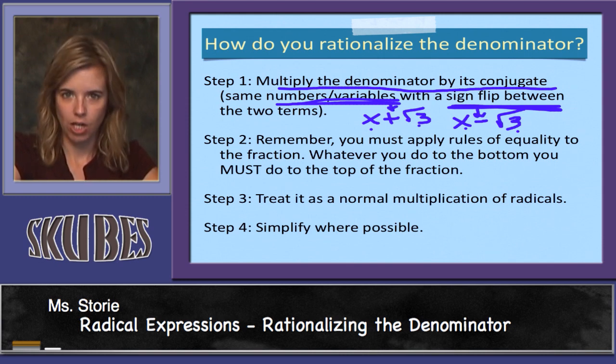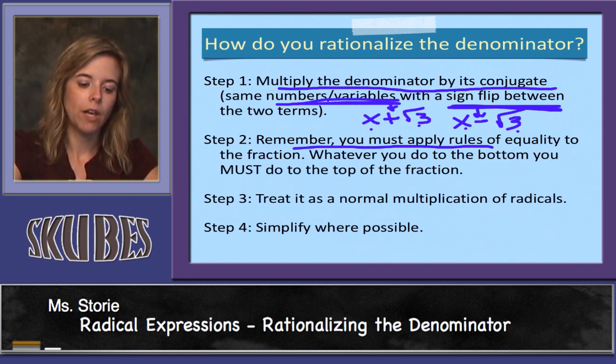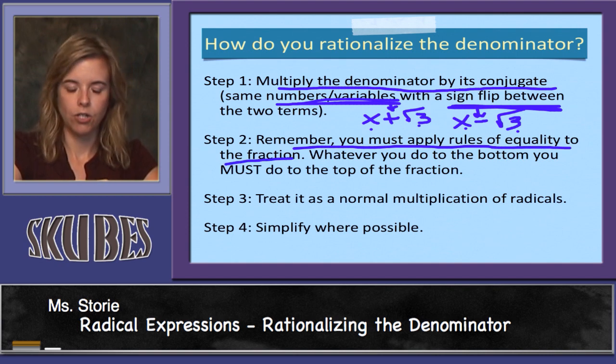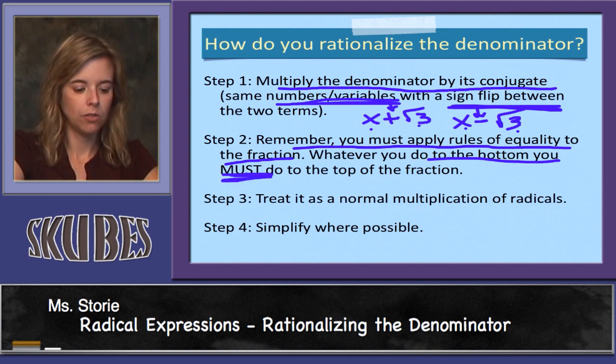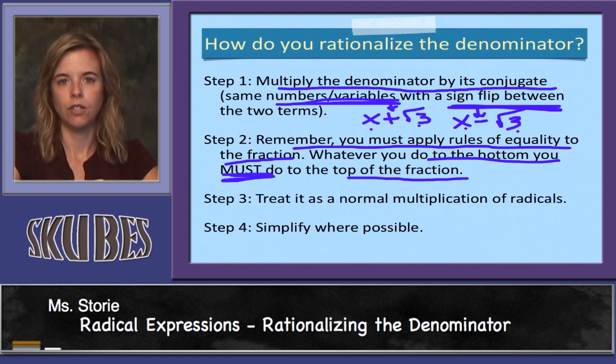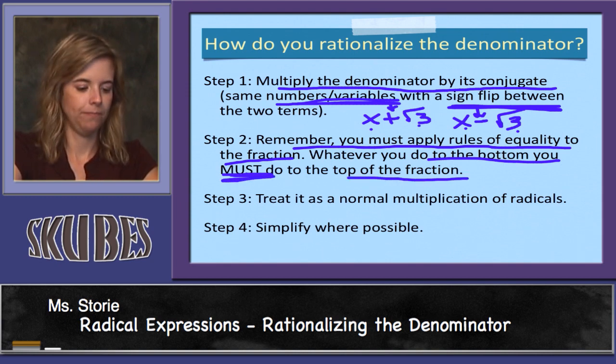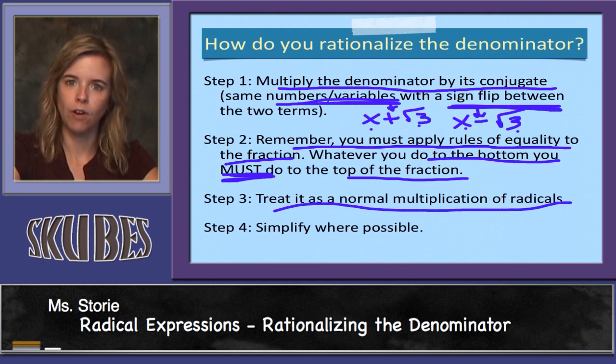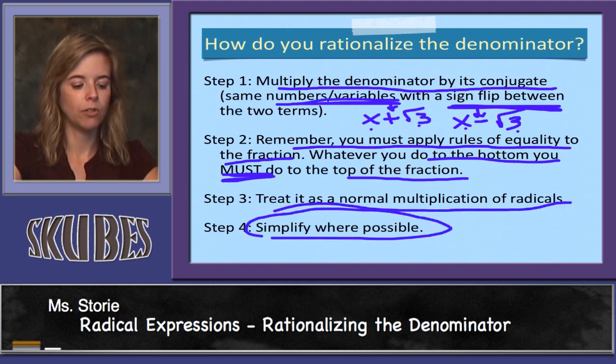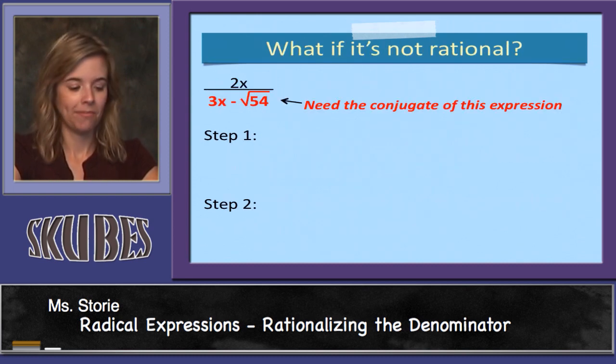That's called a conjugate. Remember, you must apply the rules of equality to the fraction. So whatever you do to the bottom, the denominator, you must, absolutely must, do the same thing to the top of the fraction, the numerator. Treat it as a normal multiplication of radicals, and remember to simplify whenever you can. Why don't we try one?